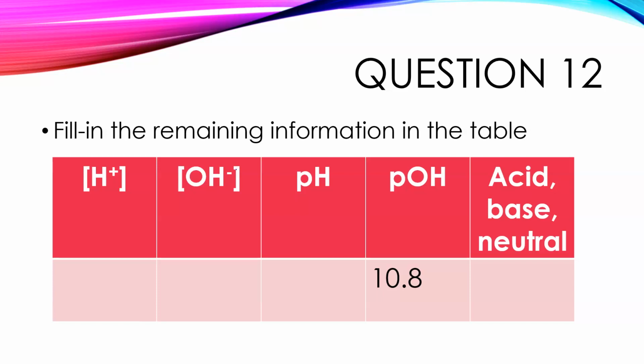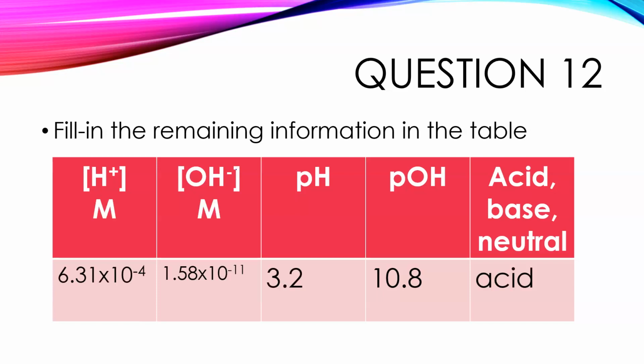All right, the other blanks in this one, you would have gotten a pH of 3.2, which would have told you that the substance is an acid, because remember, only our pH can determine whether something is acidic, basic, or neutral. The pOH does not determine that for us. Then, once you had those 2 numbers, you could have calculated your hydrogen ion concentration and your hydroxide ion concentration from there.